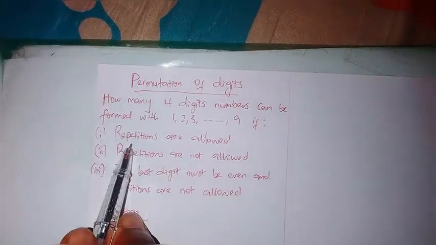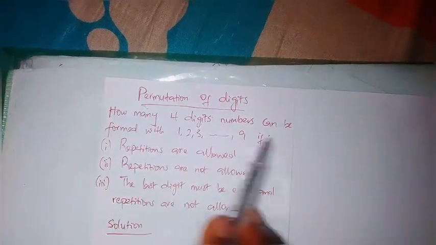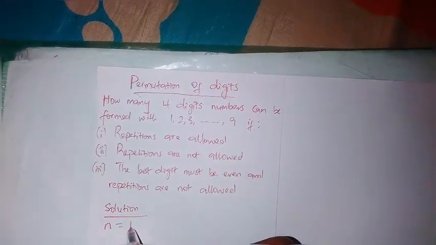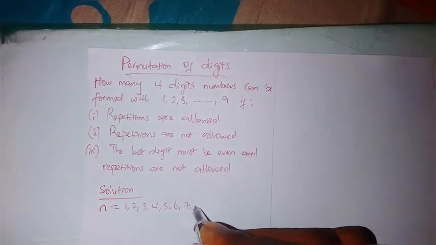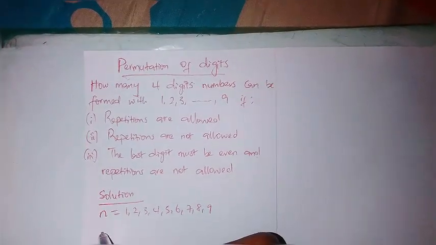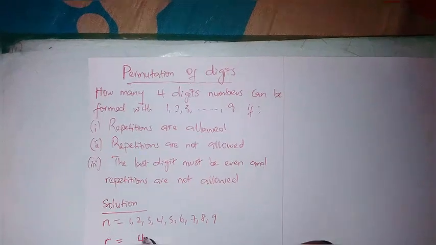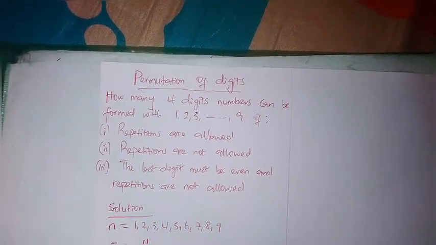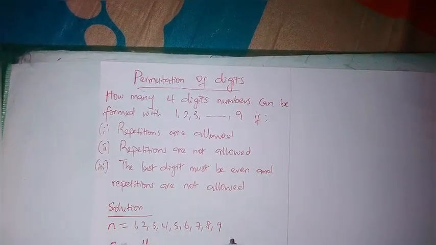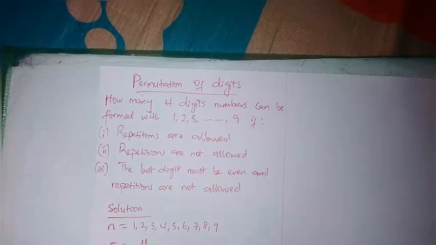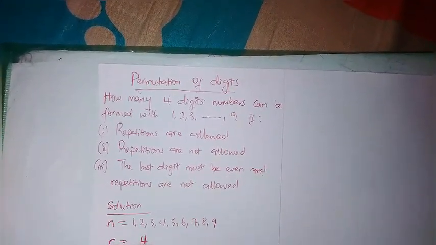For the first question, repetitions are allowed. How many 4-digit numbers can be formed with this? So it means my n is equal to 1, 2, 3, 4, 5, 6, 7, 8, 9. And in this case, my r, which is the number of arrangements, is 4. Now, the first question says repetitions are allowed. So it means out of these 9 digits, if repetition is allowed, the first arrangement will be 9. That's the first arrangement.